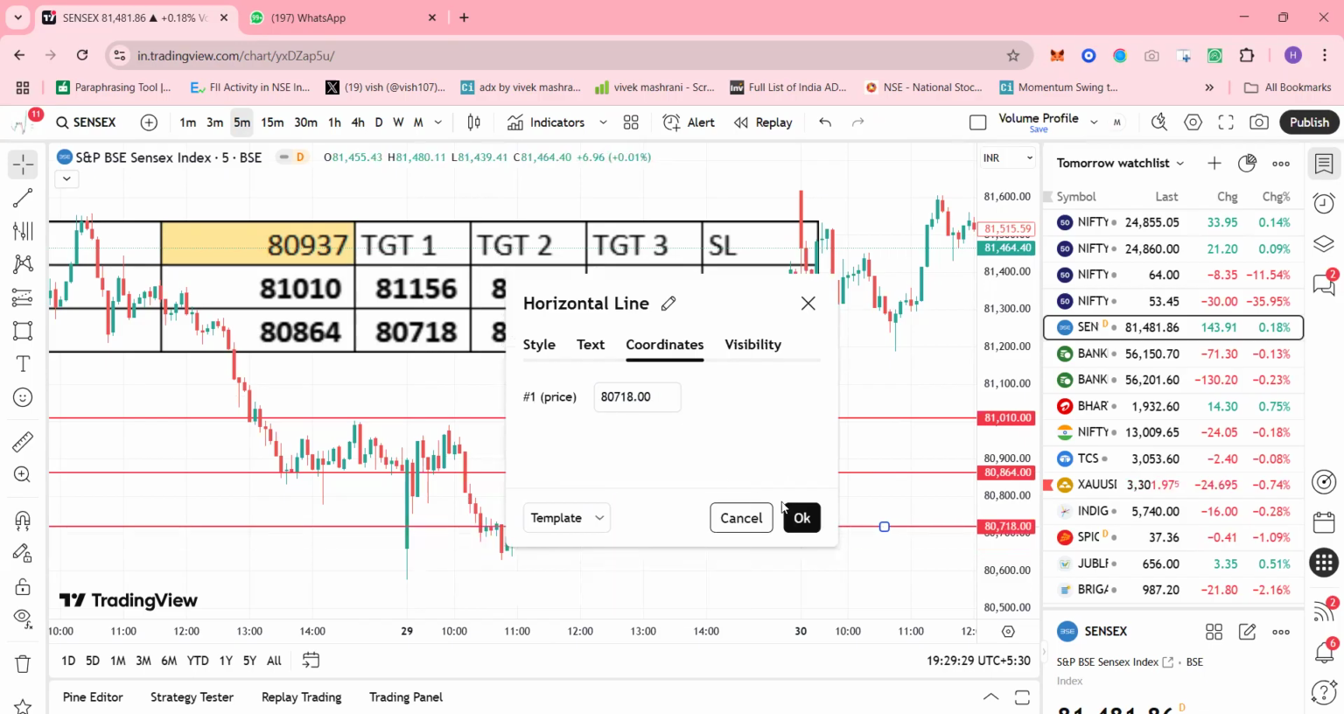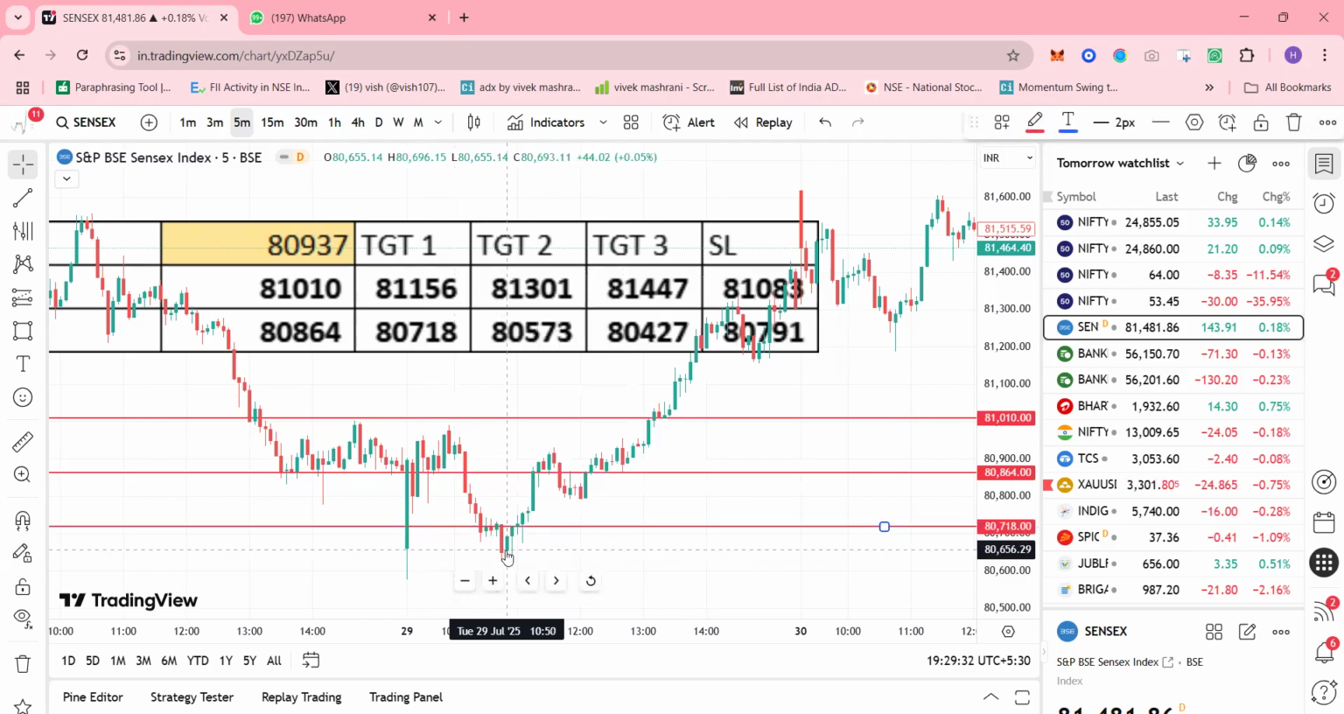Okay, so did the first target hit? Yes. So what do we need to do? We generally have to at least book half and keep the rest with stop loss at break even, or we move the stop loss 10 to 20 points away, so that your capital is protected and you're also making some profit. Generally, I recommend two lots. For the first lot, I will tell you to book at the first target, and keep the rest at break even, or maybe slightly below or above the break even.